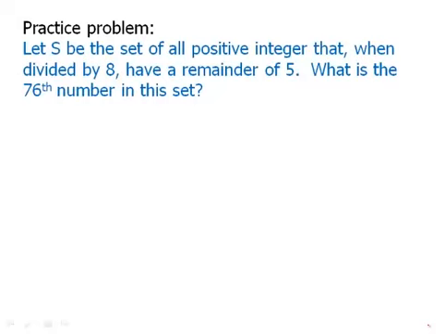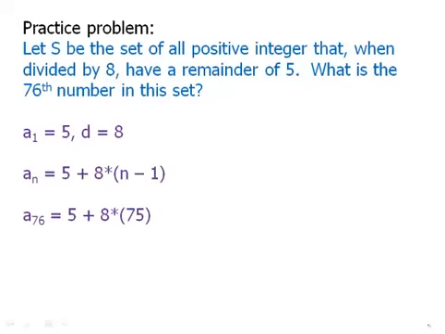of course the lowest number in this whole set is going to be 5 itself. If we divide 5 by 8, we get a quotient of 0 and a remainder of 5. And then 8 will be the common difference, because we'll be adding 8 each time to get the new numbers. So we have our starting term, we have our common difference. That's our general formula.